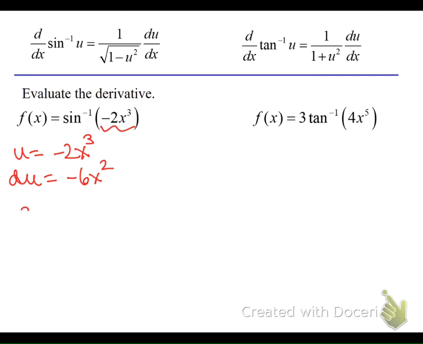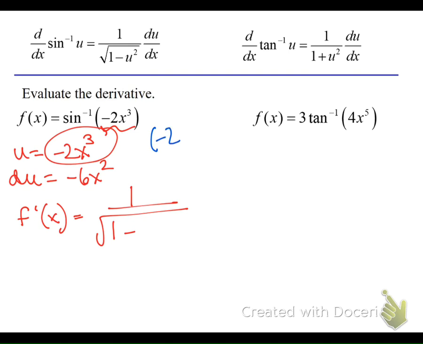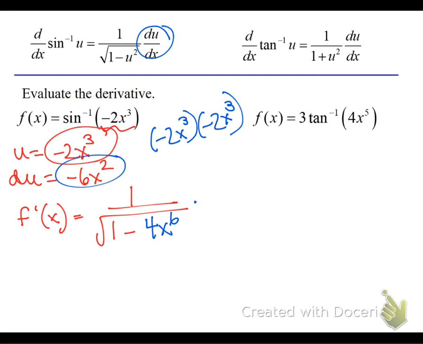So now applying the formula, the derivative will be 1 over the square root of 1 minus, take your u and square it. When you do that, do it in your head. Negative 2x cubed times another negative 2x cubed, and you get 4x to the 6th. Don't forget times du, and this is your du. I can put it out here, but I usually just put it right up on the top. Negative 6x squared. Okay, that's it. Easy. Doesn't get any harder than that.